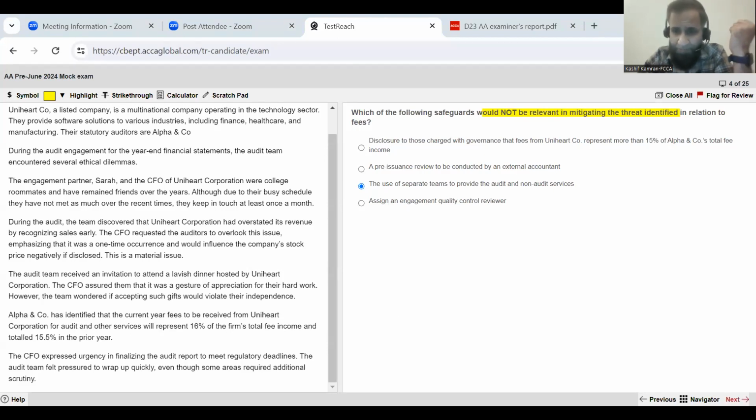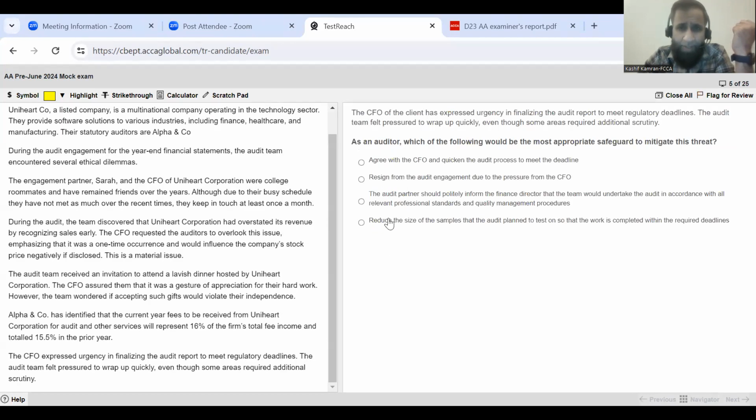The last one. The CFO of the client has expressed urgency in finalizing the audit report. So the CFO is in a hurry. He wants to finalize the audit. You know, the CFO is sort of involved in something wrong. He just wants to get over that revenue recognition as well. So he just wants urgency to meet the deadlines.